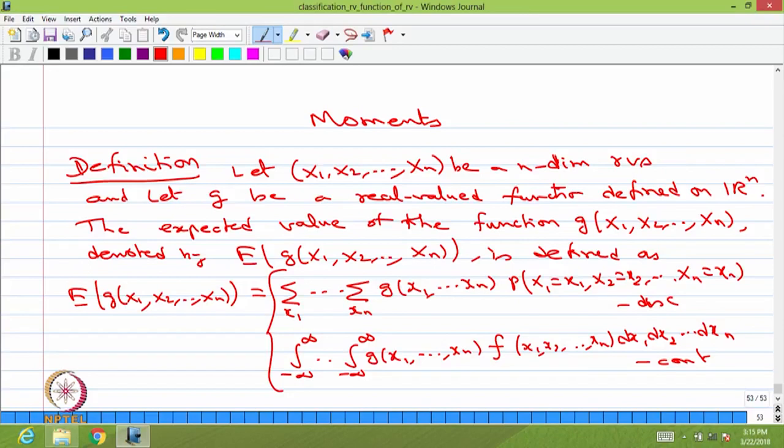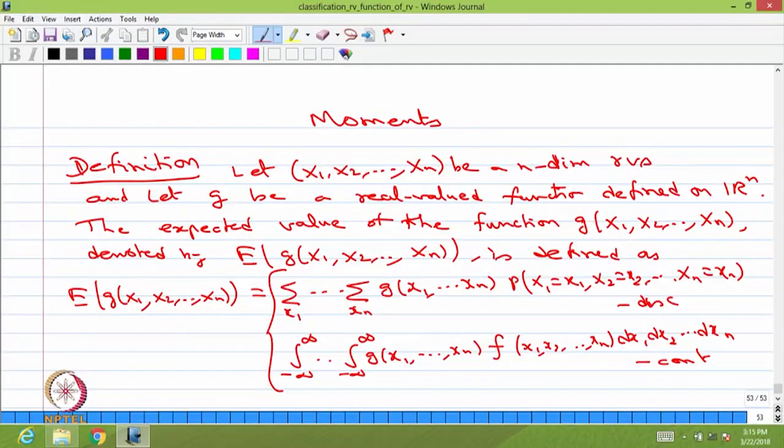This holds provided that, when the random variables are of the discrete type, the summation in absolute sense is finite, or when the random variables are of the continuous type, in absolute sense the integration is a finite quantity. That means the right hand side is finite in absolute sense.